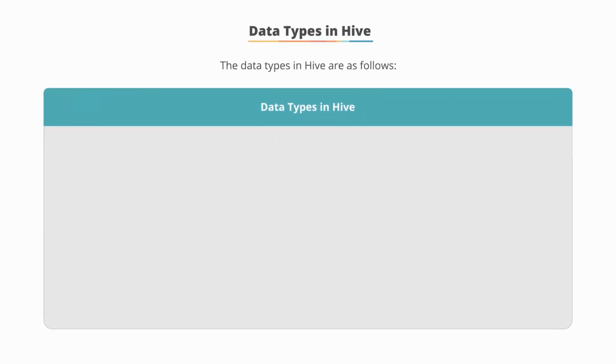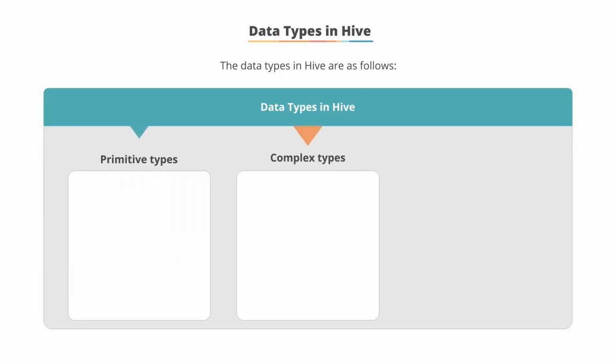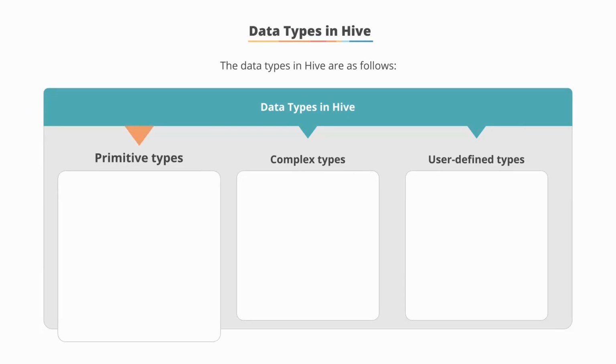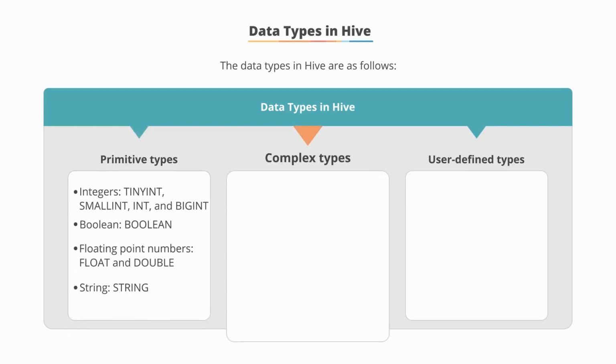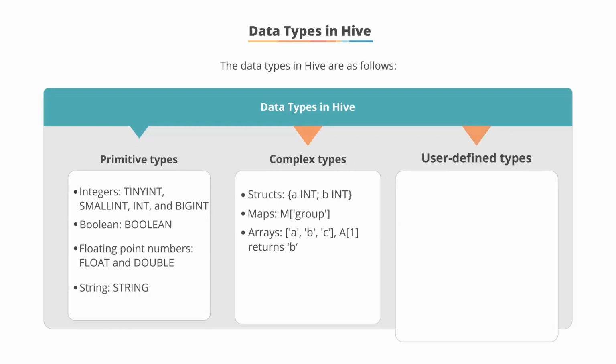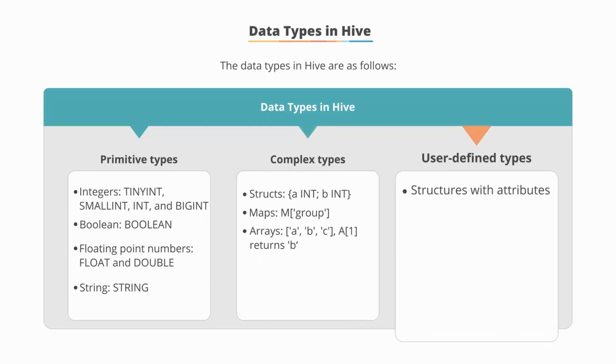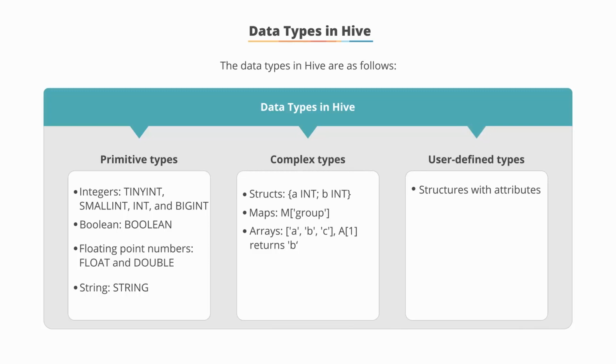Data types. There are 3 data types in Hive. They're primitive, complex, and user-defined. Let's discuss each data type. Primitive types include integers, such as TINYINT, SMALLINT, and BIGINT. They also include Boolean, floating point number types, such as float and double, and string. Complex types include structs, maps, and arrays. And user-defined types include structures with attributes of any type.